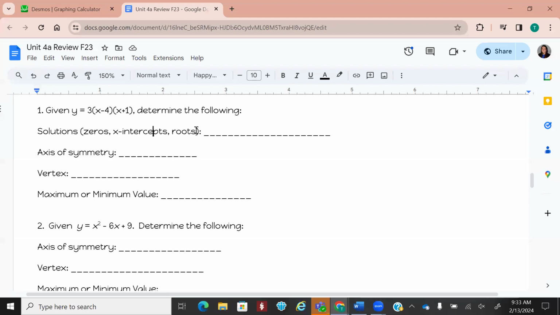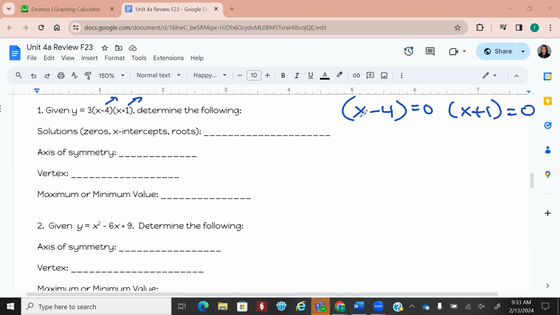Define the zeros, the x-intercept, the root, right? So what that means is we're going to take this factored form, and each part, we're going to set it equal to 0 and then solve. So we got x - 4 and x + 1. We're going to set both of those equal to 0. And then we're going to solve.